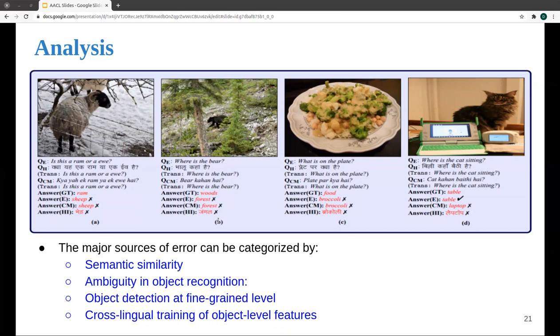Similarly, the third error is object detection at fine grain level. This error occurs when our model focuses on the fine grained attributes of an image. The fourth type of error is cross-lingual training of object-level features. Our proposed model has the capability to learn question features across multiple languages. However, the object-level features used in this work are trained on an English language dataset, which is the Visual Genome dataset. We observe in the last sample in figure D that the model sometimes fails when the question is in English or Hindi.